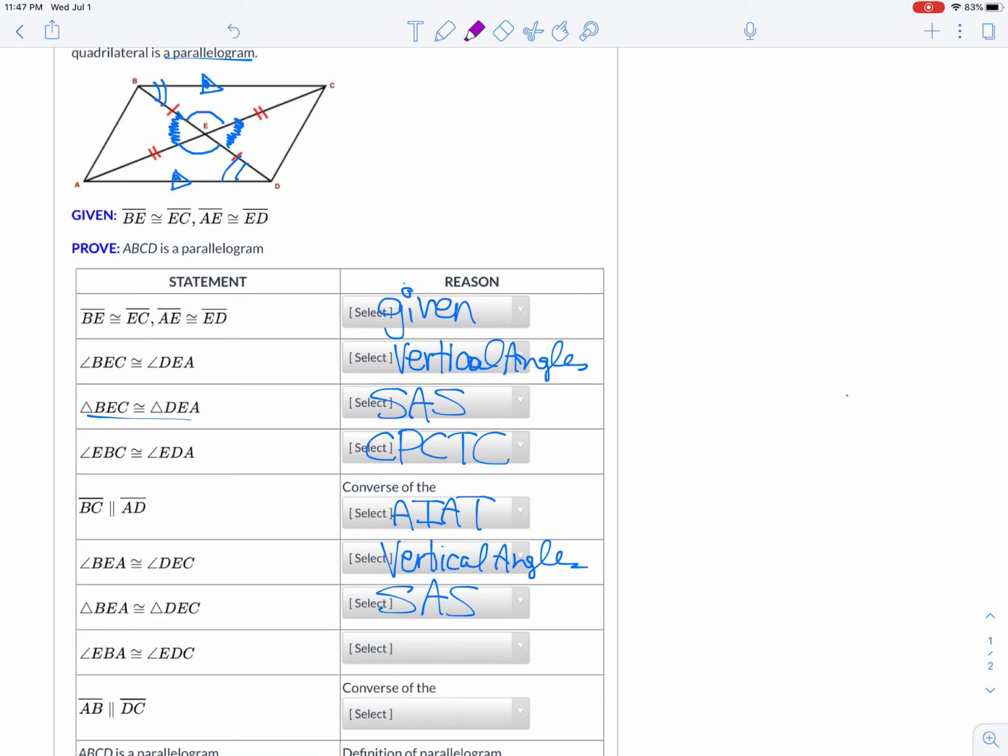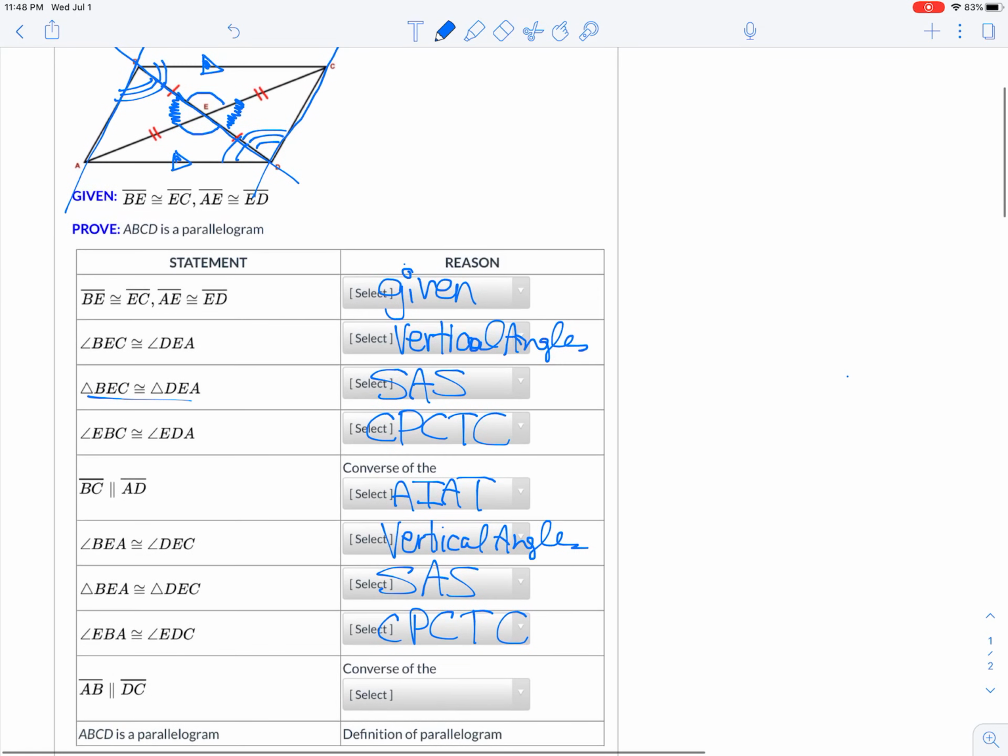Similarly, corresponding parts of those triangles are congruent. And that's EBA and EDC. When 2 lines are cut by a transversal and alternate interior angles are congruent, those lines are parallel.